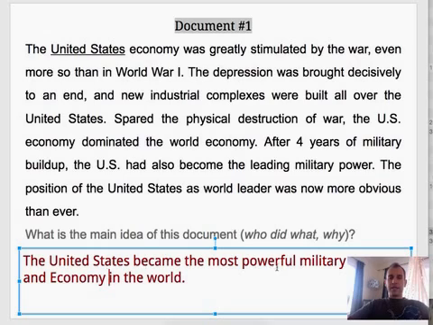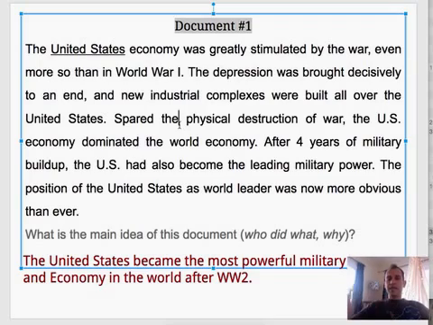That's the main idea. The United States became the most powerful military and economy in the world. You know what? I'm going to add a little bit: after World War II. Boom. Now I even have a bit there. That's where you get through.